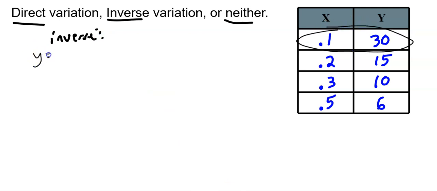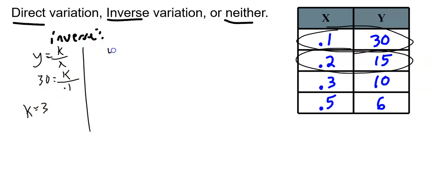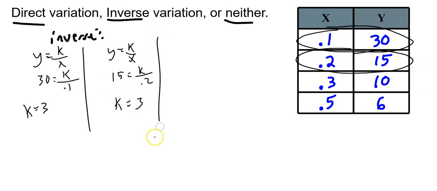I'm going to plug into the inverse equation, so k divided by x. So this will be 30 equals k divided by 0.1. If I multiply both sides by 0.1, I get 3 equals k, or k equals 3. Let's try it on the second point. So we get y equals k over x. I'm going to plug in, so it'd be 15 equals k divided by 0.2. Multiply both sides by 0.2. That is actually k equals 3. Looks like it's going to work.